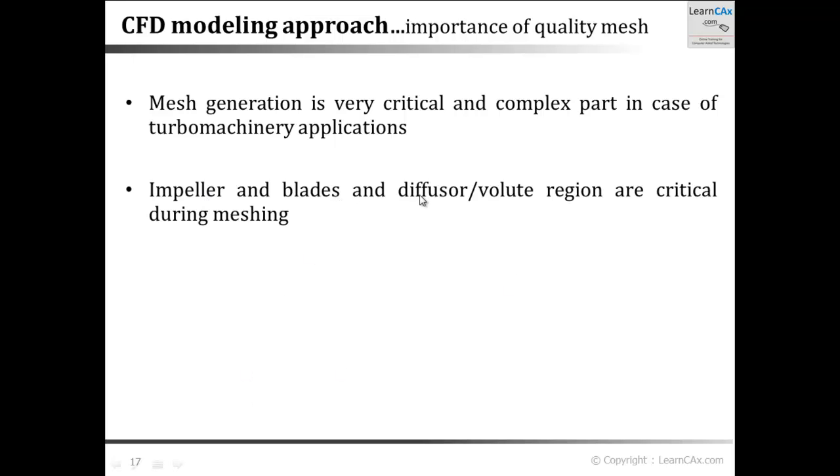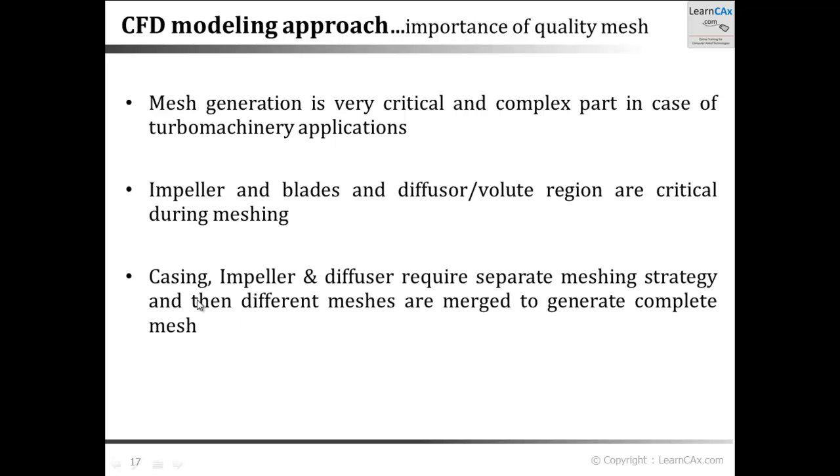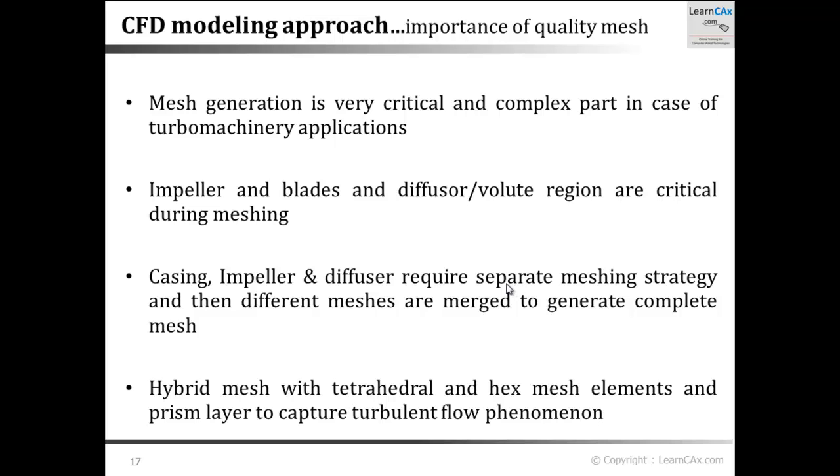There are impellers or blades as well as the diffuser and volute. All these regions have their distinct geometrical shape or profile. These have to be captured using meshing. Casing, impeller and diffuser require separate meshing strategies. All these different meshes are then merged to form a single complete domain for CFD.